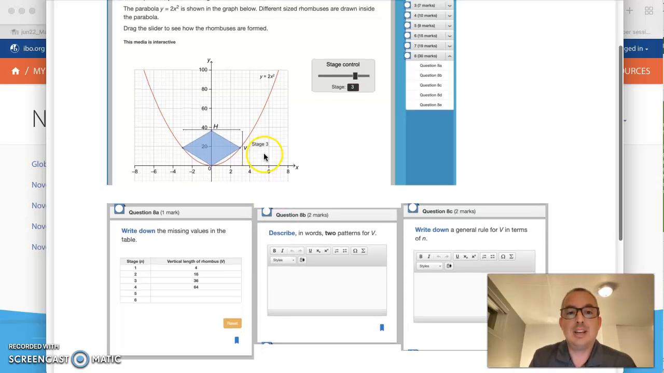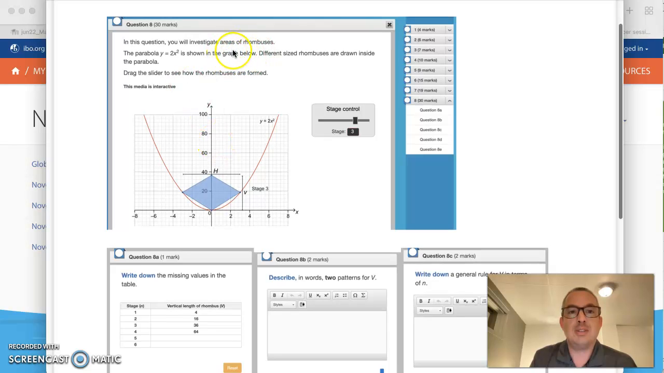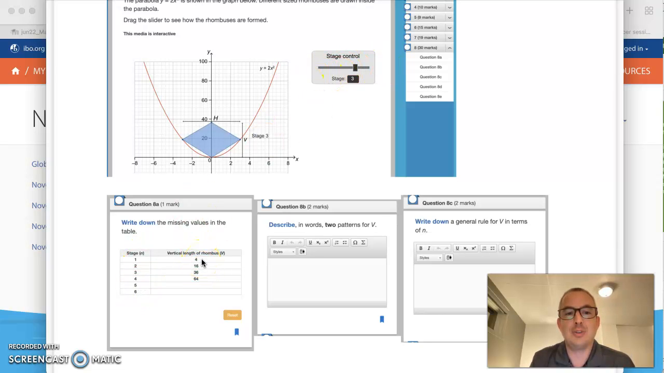So here there was something which was seen. Here was the area of rhombuses, and then we had stages and they could find the vertical length of the rhombus, and then it went from 4 to 16 to 36 and to 64, and then you see that there are 2 missing values. These missing values are predictions, actually, because you understand the pattern.